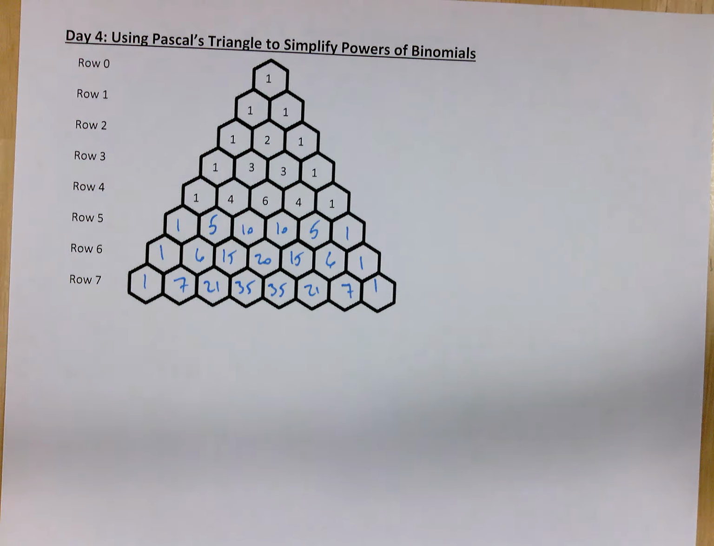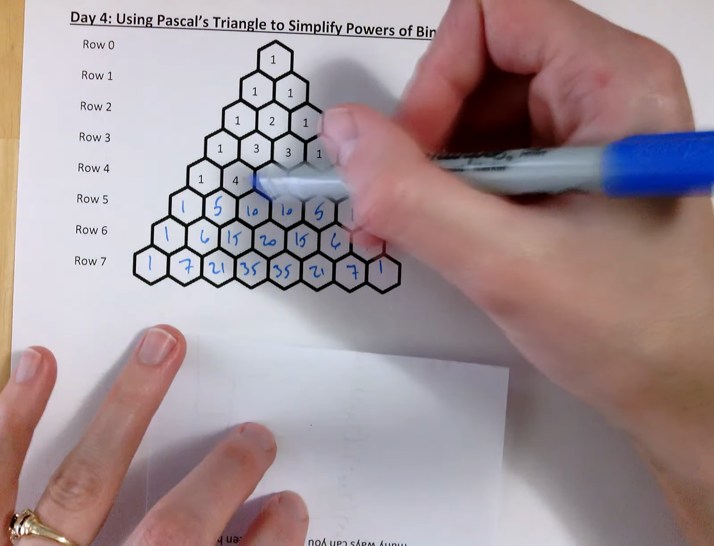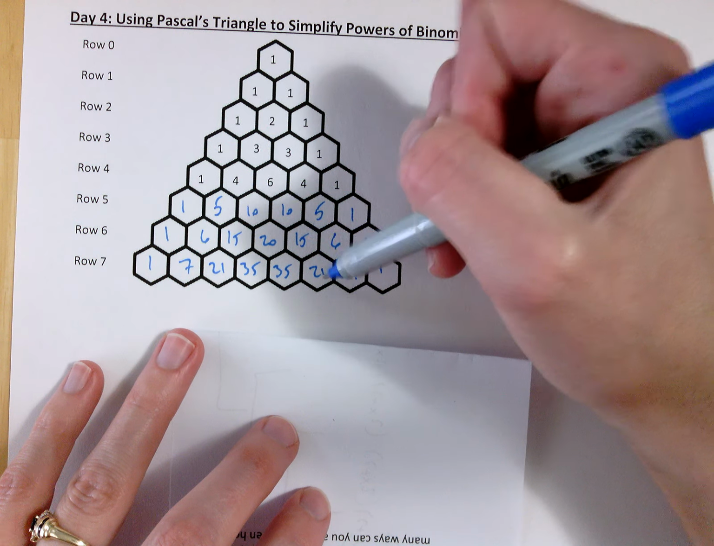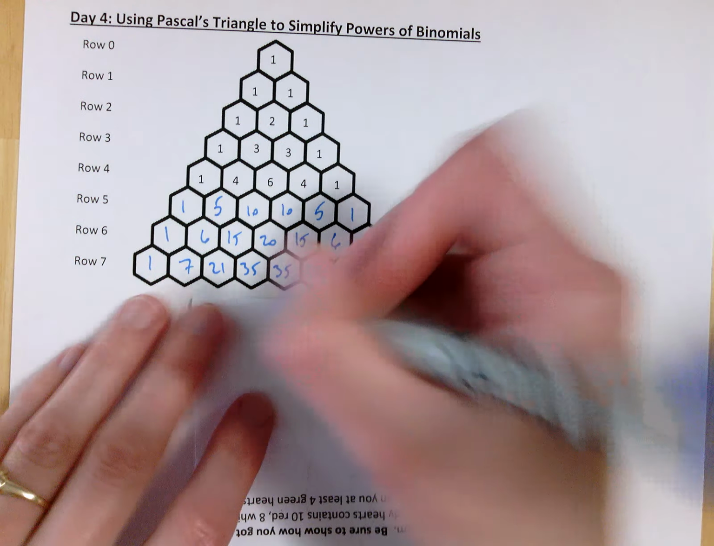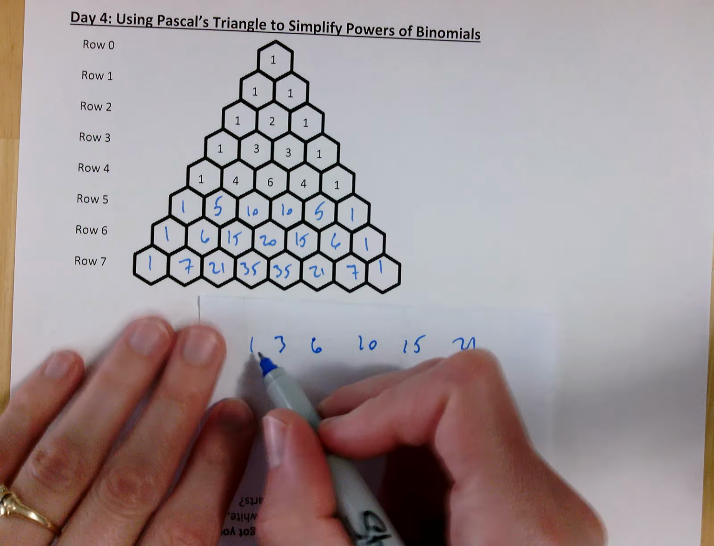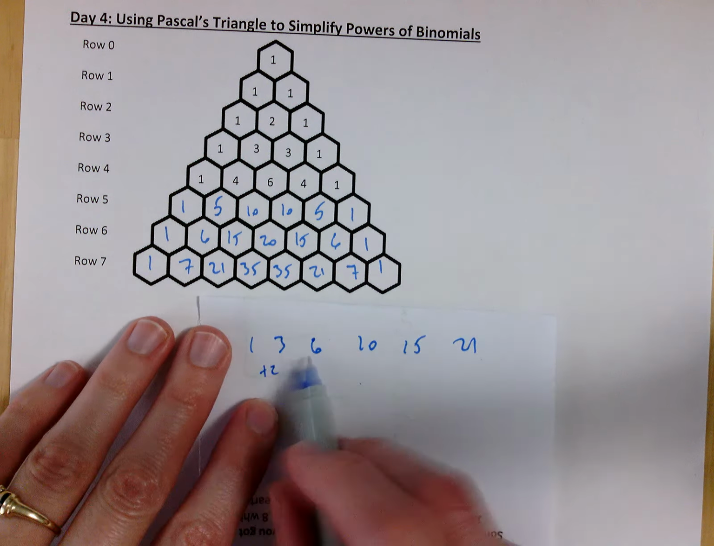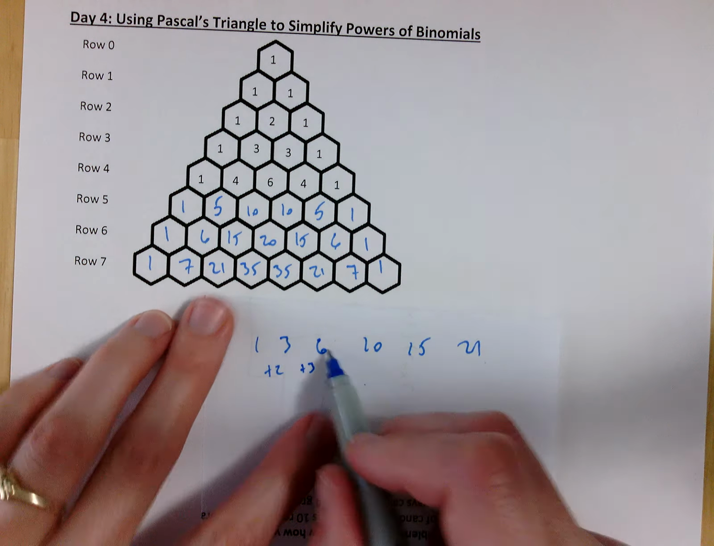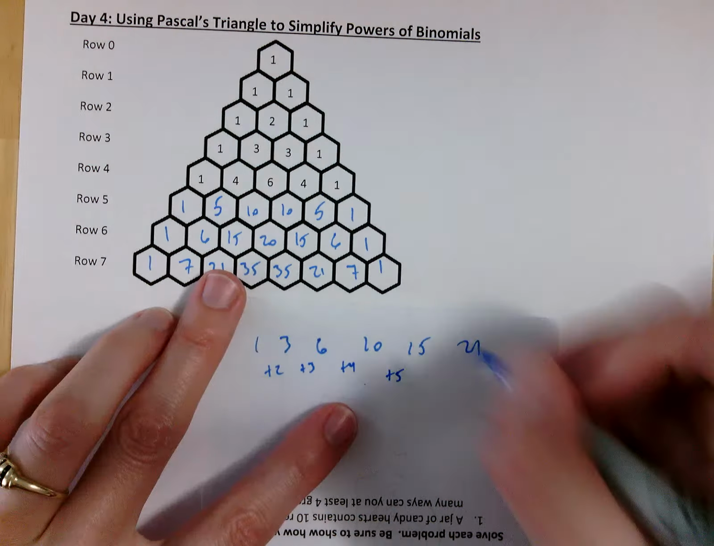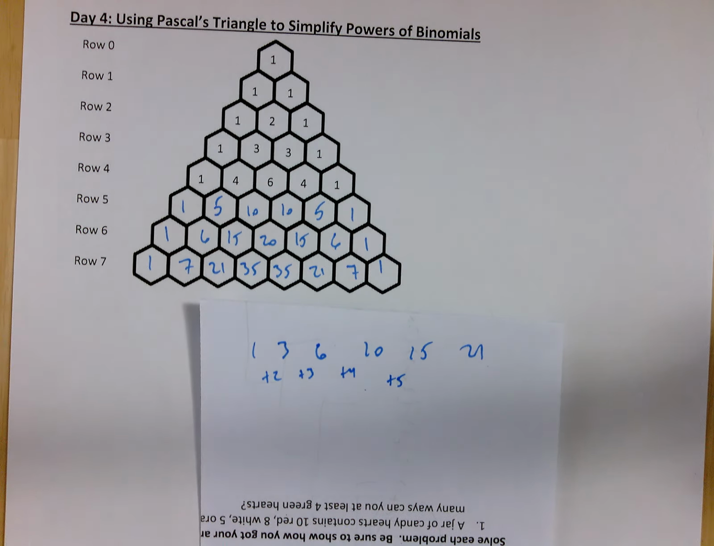A couple of other interesting patterns show up on here. One of them is if you take a look at this next diagonal, so 1, 3, 6, 10, 15, 21, right? To go from 1 to 3, you add 2. From 3 to 6, you add 3. From 6 to 10, you add 4. 10 to 15, you add 5. So you can see there's a nice little pattern going on there. Okay, so that's kind of a cool one.